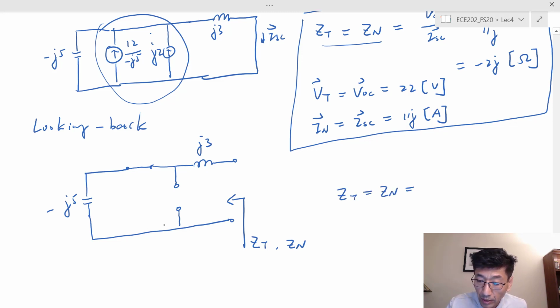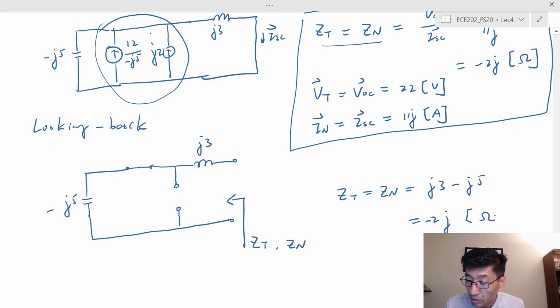This looking back equivalent impedance is just a series connection of these two impedances, which is J3 minus J5, that's equal to negative 2J, as we found using the open circuit voltage and short circuit current. Okay, that's the example.